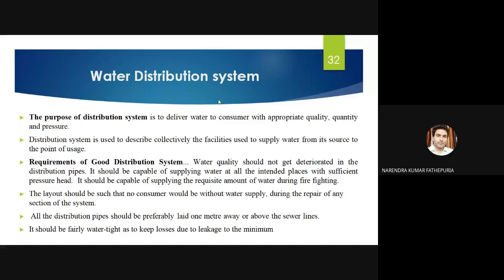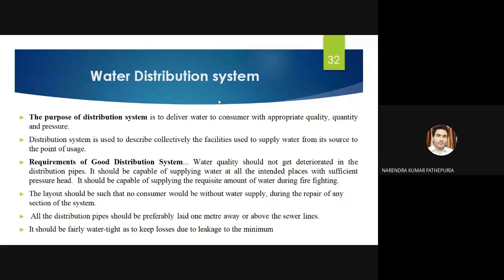So these are the objectives we have to check: a good distribution system is there. Clear things are there, no one should go without water supply during repair of any section of the system. All the distribution pipes should preferably be laid 1 meter above the sewer line. It should be watertight so as to keep losses due to leakages to a minimum.